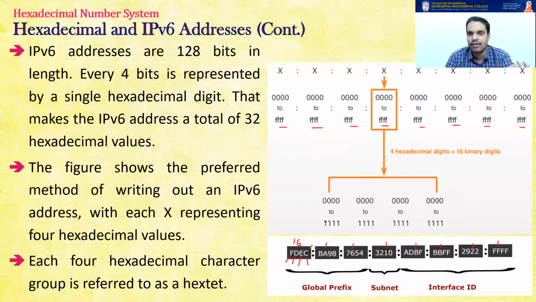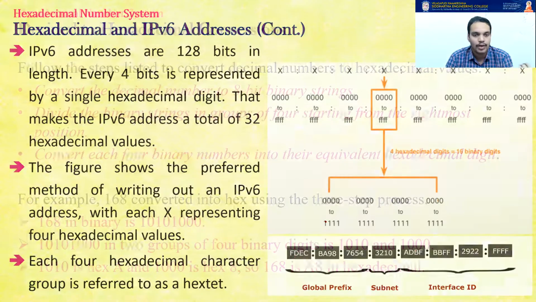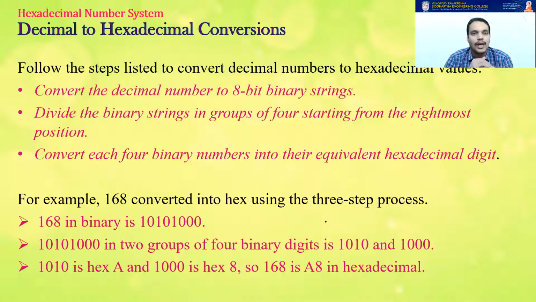Okay, we will discuss it in our further chapters. Now, how do you convert decimal to hexadecimal? It is also pretty much straightforward. In order to convert a decimal number to hexadecimal, you first need to convert the decimal number to an 8-bit binary string. Then divide the binary string into groups of 4, starting from the rightmost position, and convert each of these 4 binary bits into their equivalent hexadecimal digit.